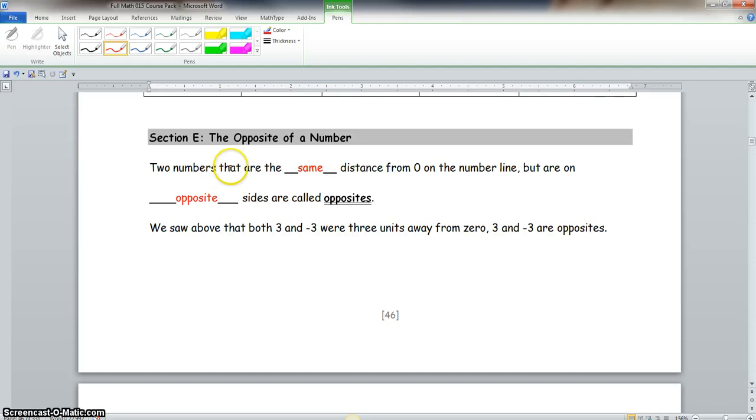Now we come down here to section E, the opposite of a number. Two numbers that are the same distance from 0 on the number line but are on opposite sides are called opposites. We saw above that both 3 and -3 were 3 units away from 0. 3 and -3 are opposites.